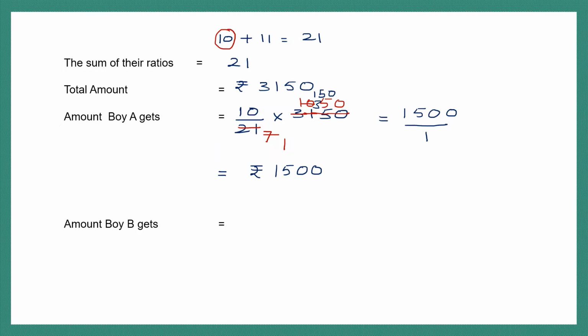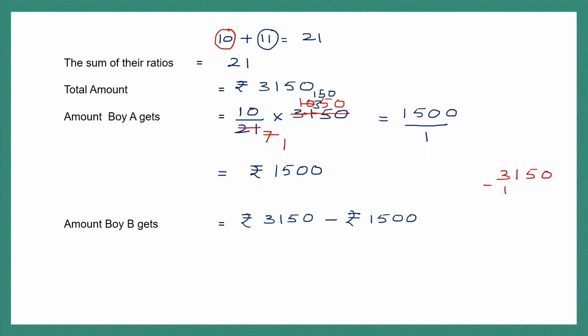We can do it in two different ways. Just like we did 10 by 21 into 3150, we can take the second number, that is 11, and do 11 by 21 into 3150. A simpler way is take the total amount, that is 3150, and subtract the amount that the boy A gets. So boy A gets 1500. When you subtract the two, that is the amount that boy B gets. So this is the easier way, and let's do that.